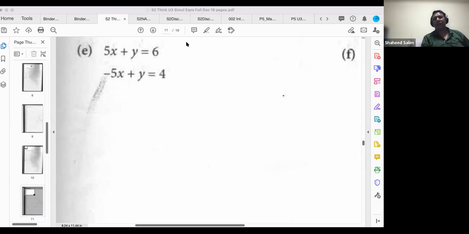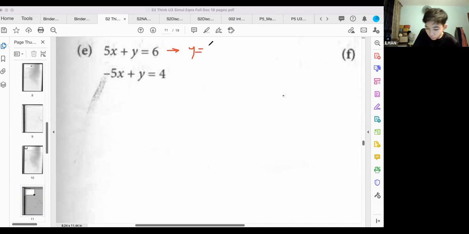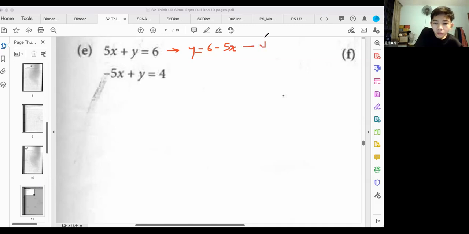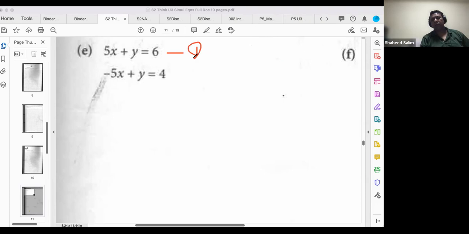You want to change the first one, where Y equals something. So I put Y equals 6 minus 5X. Do you get that? Oh, I changed the bottom one first. Okay, no problem. So you call this one. Now you change this one, right? Y equals 5X plus 4.